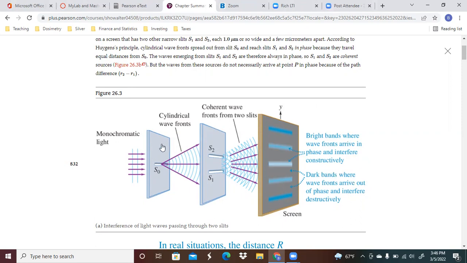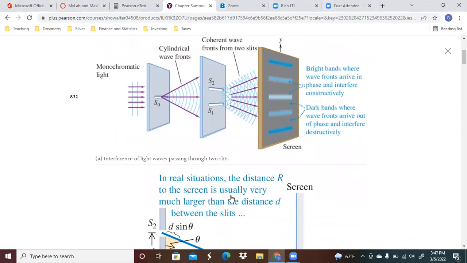So you can see monochromatic light here. You can see the cylindrical wave fronts as they come through. You can see the coherent wave fronts from the two slits. And you see bright bands where the wave fronts are in phase and interfere constructively. And the dark bands are where the wave fronts are out of phase and interfere destructively.